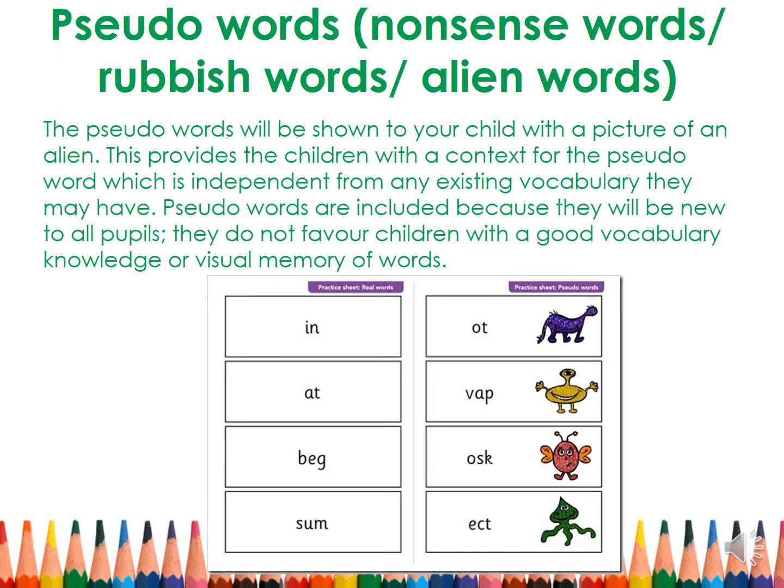The test contains some pseudo words. These are also referred to as nonsense words or alien words. These words will be shown to the children along with a little picture of an alien so they understand this isn't a real word. This is a really good opportunity for children to show that they can segment and blend the words correctly without relying on reading words from memory or sight. Below are some examples.